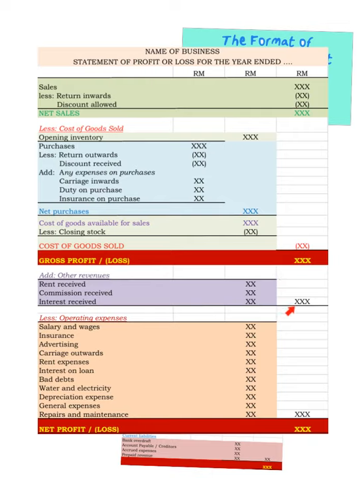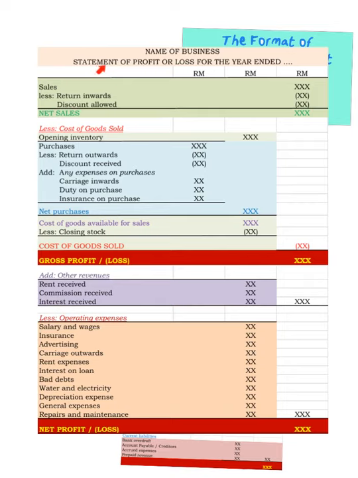So gross profit add with other revenues minus with operating expenses, any amount left will be your net profit. And remember, if your gross profit plus other revenues is less than your expenses, then here you will get what we call the net loss. Okay, so this is the first part of your financial statement, which is the statement of profit or loss.